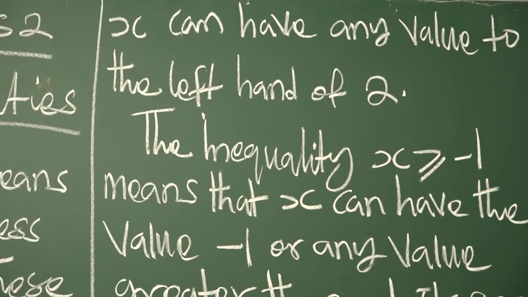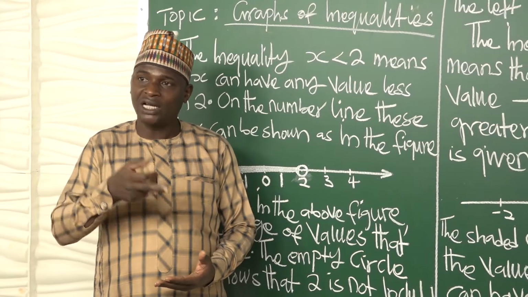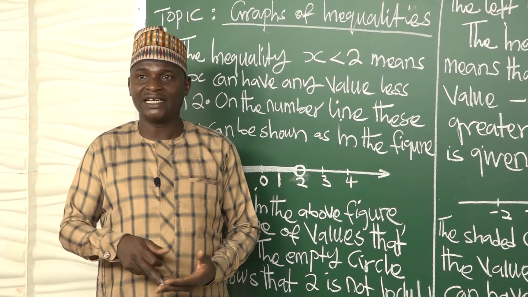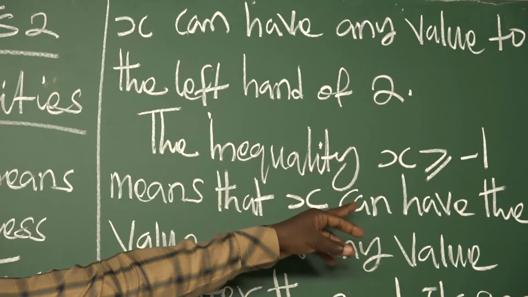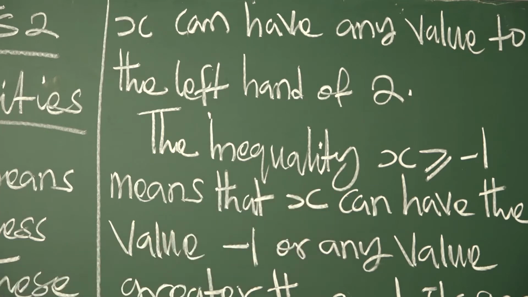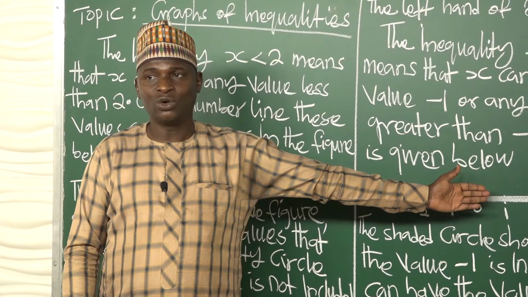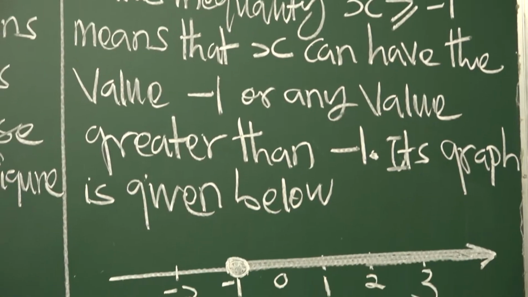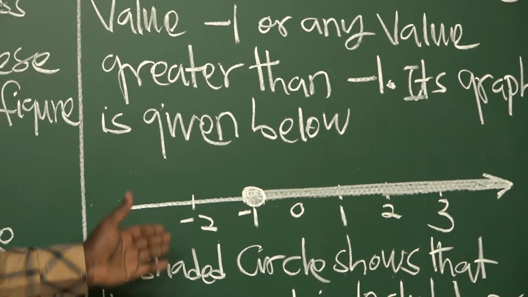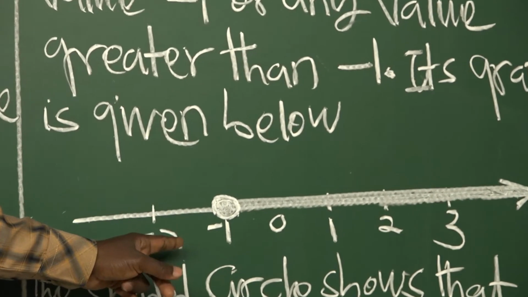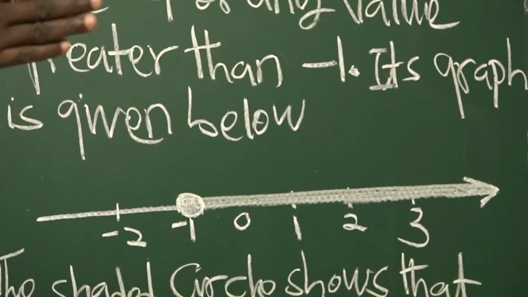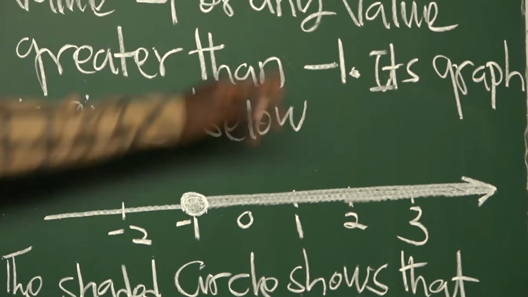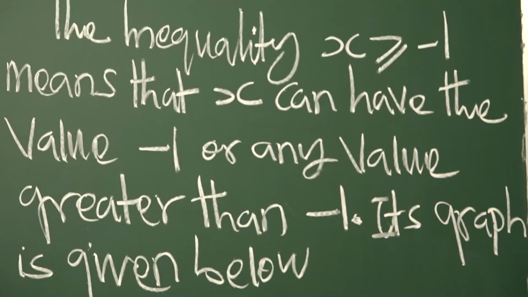Here we brought another inequality symbol that has an equality sign, not only greater than as we have in the first case. Now in the second case, we have greater than or equal to minus 1. So as we have done in the first case, draw your number line as a straight horizontal line. Because here it is greater, you move to the right. We are looking for numbers that are greater than minus 1. So you are moving to the right.